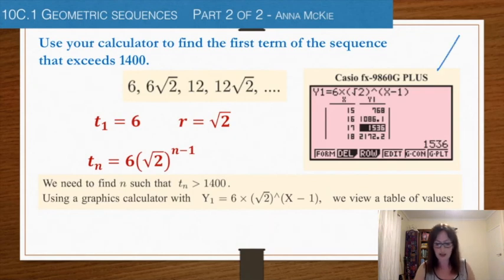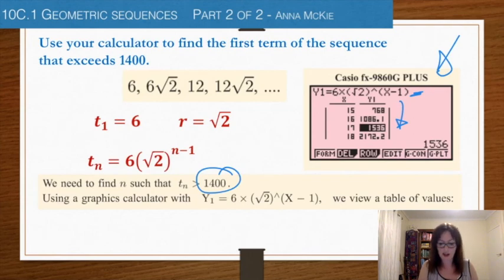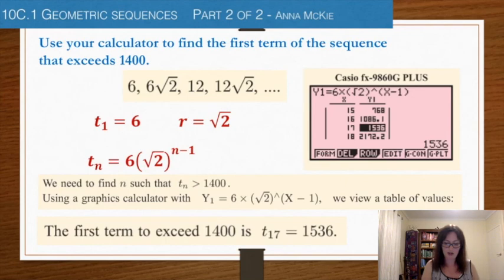Here's what it should look like on your Casios. Here's our formula at the top. You need to scroll down so that in the y column you find the first term that exceeds 1400, and you'll find that it's the 17th term. It doesn't matter that it doesn't equal 1400, it's the first term that exceeds that. And so you would write the first term to exceed 1400 is T17 and state what that is.